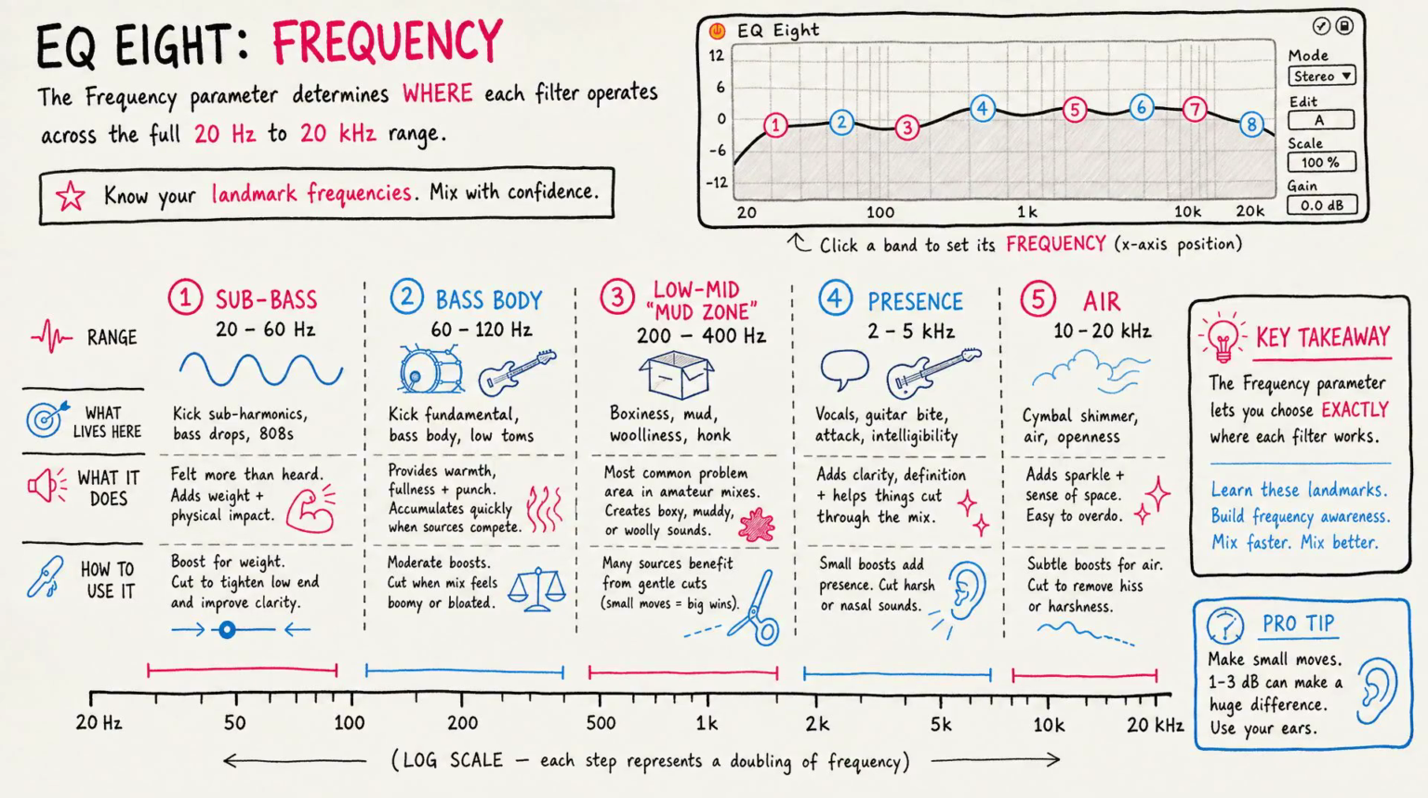Mid-range 400 Hz to 2 kHz is where most musical information lives, including vocals, guitars, keyboards, and the body of most instruments. Cuts here create space. Boosts add presence but can quickly become harsh or honky.